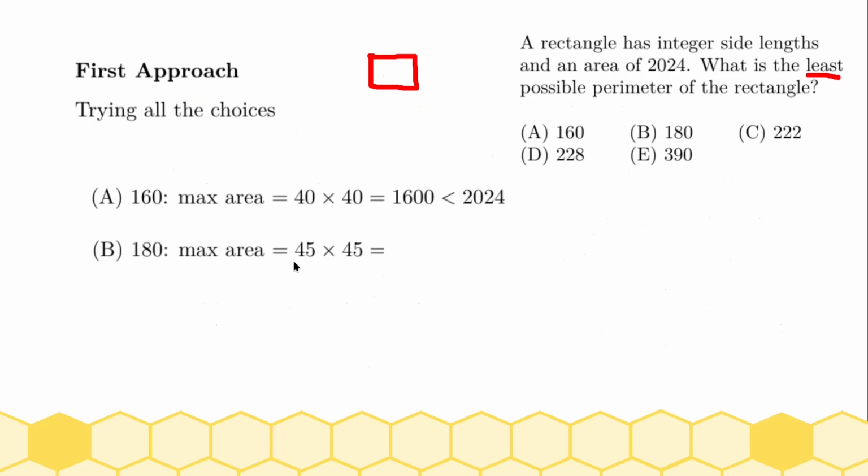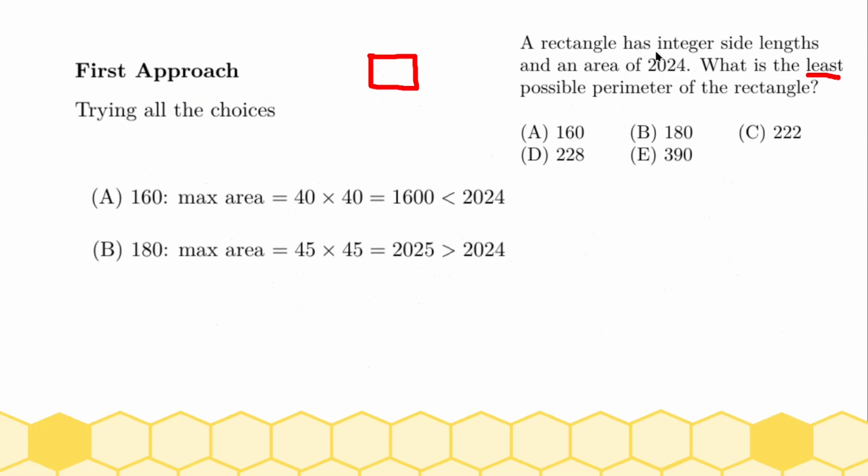Here the max area would be 45 times 45, and there's a very simple shorthand to solve this, which I also linked in the description if you want to check that out. And here it would simply be 2025, which is more than 2024. So this is promising because we know that at least when we have a perimeter of 180, the length and width are long enough to make a rectangle that is large enough.